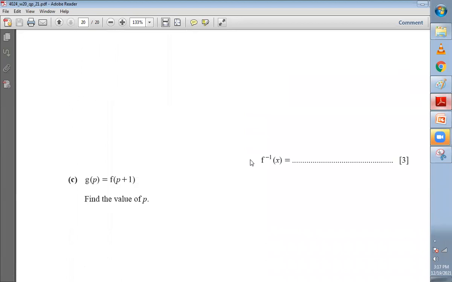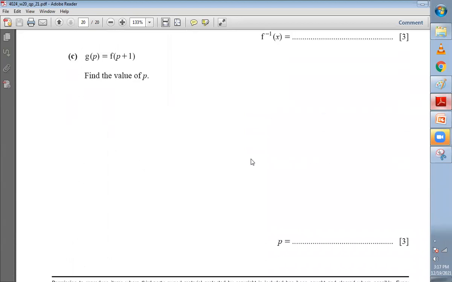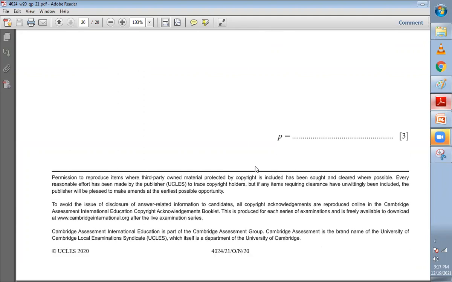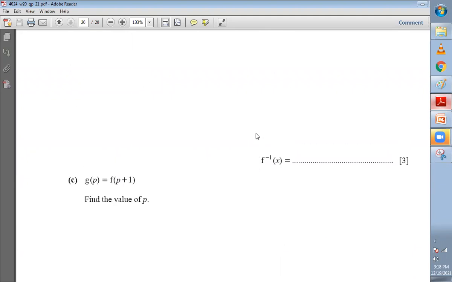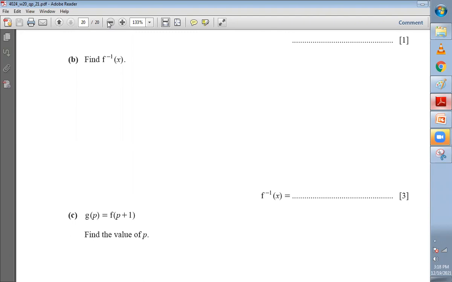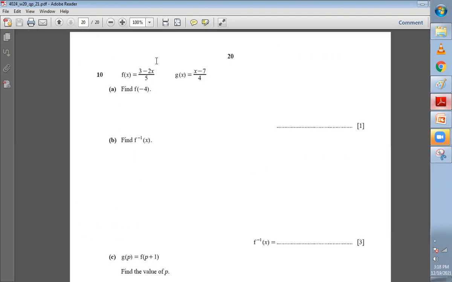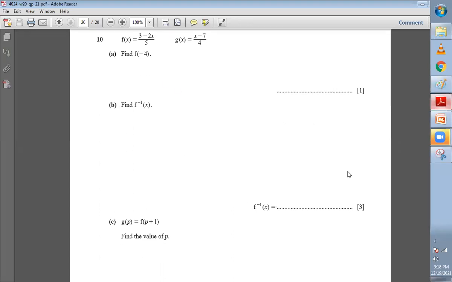Okay, so that was 3 marks question, and now we have this C part is also 3 marks question, and that's the last question of this paper. He says g of p is equals to f of p plus 1. Find the value of the p. So what does this mean? This means that in this function, g of p, in the place of x put p, and in this function in the place of x put p plus 1, and make them equal, and then find the value of the p.